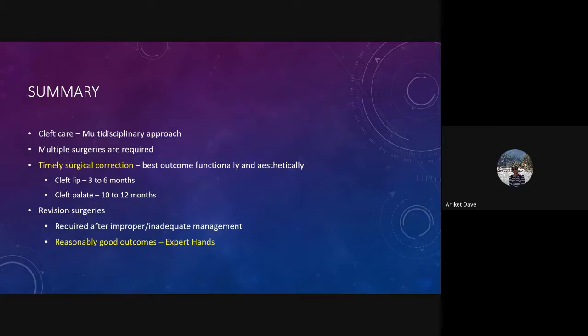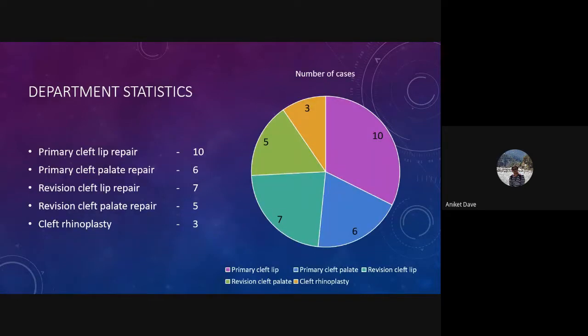Revision surgeries are often required after improper or inadequate management, but still reasonably good final outcomes can be expected if it is performed by expert surgeons. These are a few statistics of the surgeries on cleft lips and palates that we have performed in our department. As you can see in the green colors here, a significant portion of the patients that we get are those who need revision surgeries. We have been able to get good results in these cases as well.